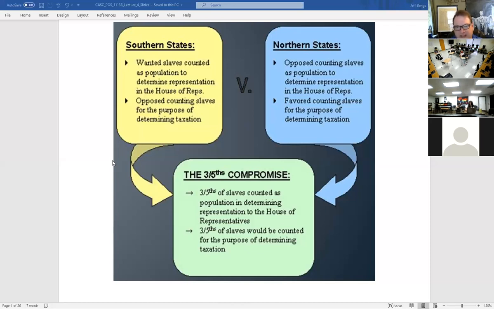So the North was exactly the opposite of this. Do not let the South count slaves as people so that they won't get more representatives. But do count the slaves as people in the South for the purposes of determining taxation.